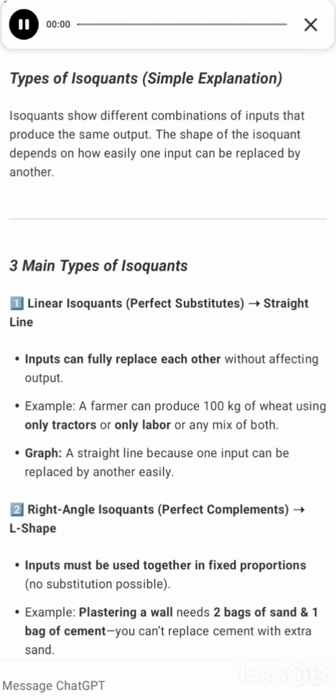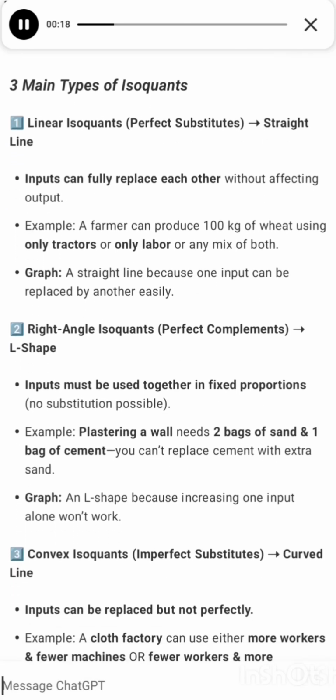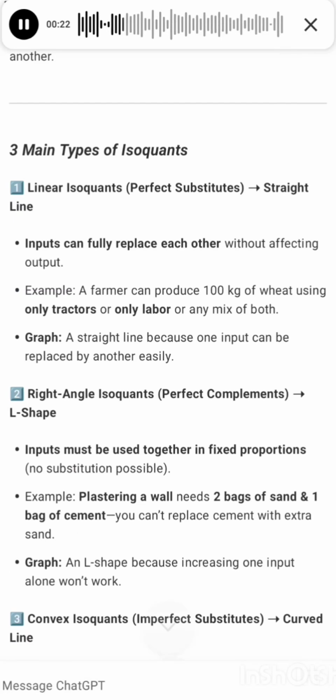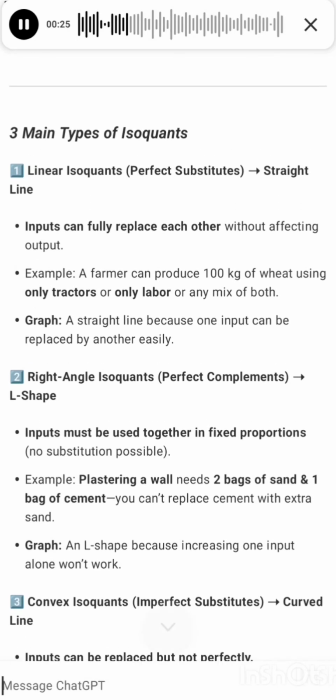Types of isoquants, simple explanation. Isoquants show different combinations of inputs that produce the same output. The shape of the isoquant depends on how easily one input can be replaced by another. 3 main types of isoquants. 1. Linear isoquants, perfect substitutes. Straight line. Inputs can fully replace each other without affecting output. Example: a farmer can produce 100 kilograms of wheat using only tractors, or only labor, or any mix of both. Graph: a straight line, because one input can be replaced by another easily.